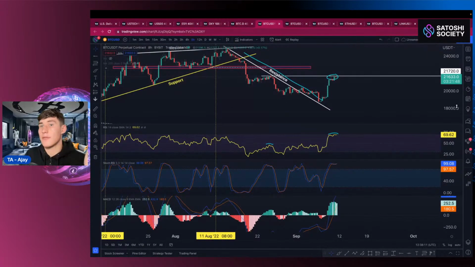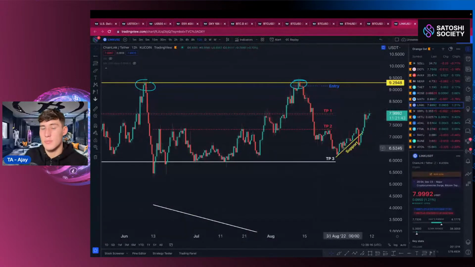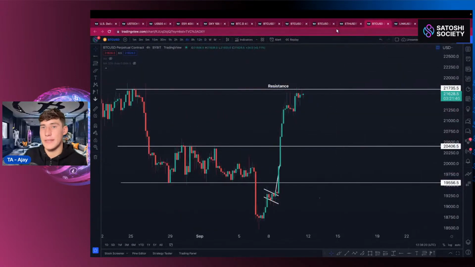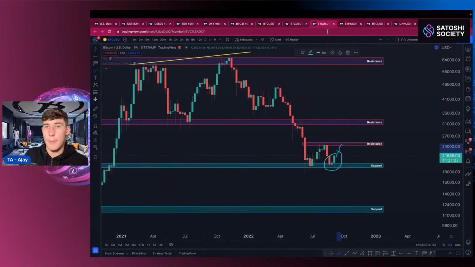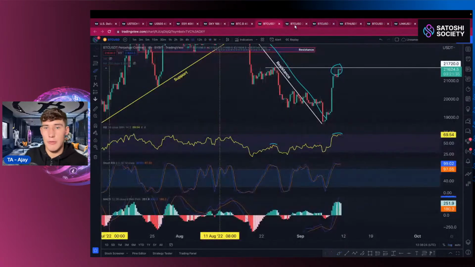And as I've showed you, I've used this strategy before on this Chainlink trade, and we saw some nice profits from that short position there as well. So that is why I am anticipating this slight pullback. But yeah, that's all I've got for you for Ethereum.